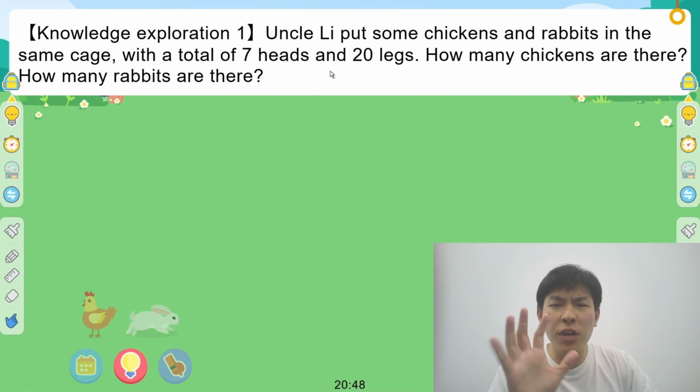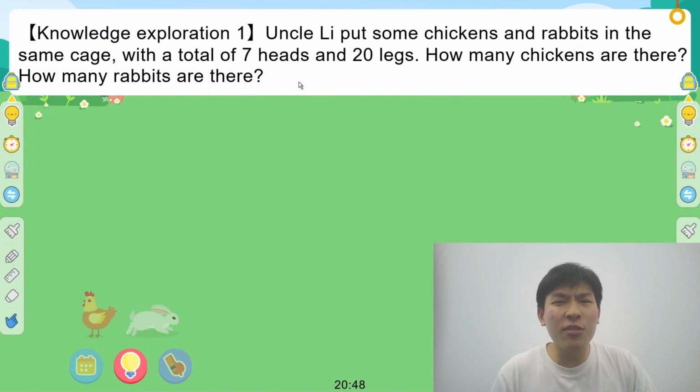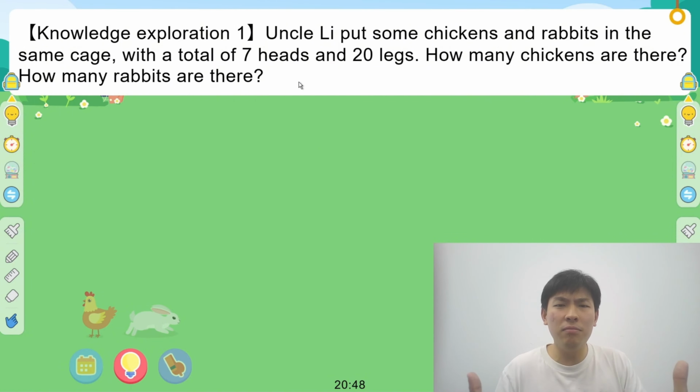So now, first we need to understand what 7 heads means. How many heads does a chicken have? 1. What about a rabbit? 1 as well. So 7 heads means that there are 7 chickens and rabbits in the same cage. So the numbers are smaller, but do we really know how to approach the problem? Right, we don't really know.